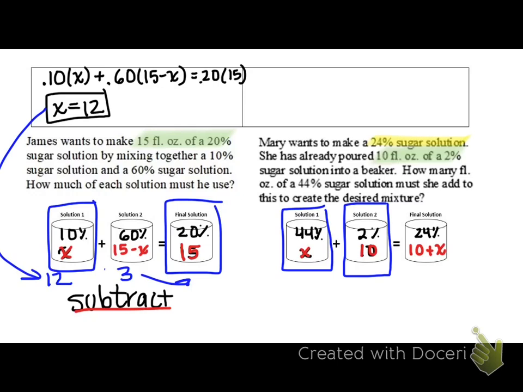Yeah. So looking at this problem now, we can write out our equation. And again, I'm not going to solve for this one. I'll show you the next two of how to solve these out, but I just want you guys to be able to identify those. We're going to write it as 0.44x plus 0.02 times 10 is equal to 0.24 times 10 plus x.